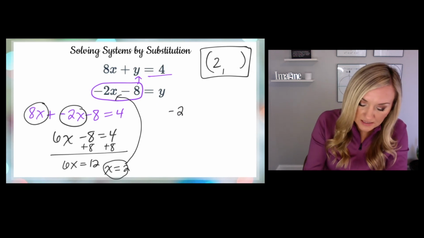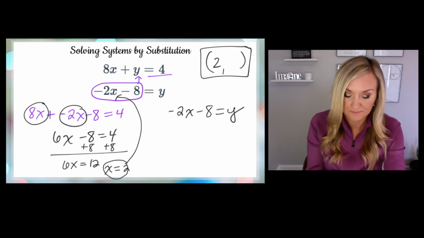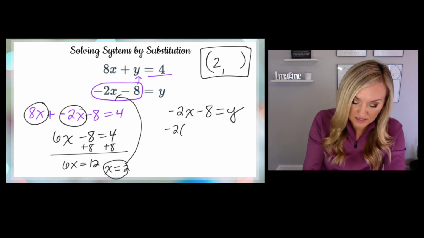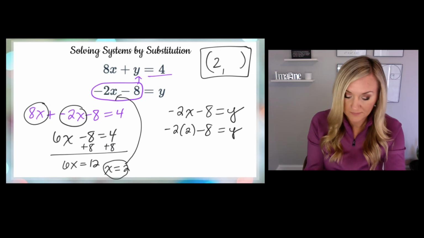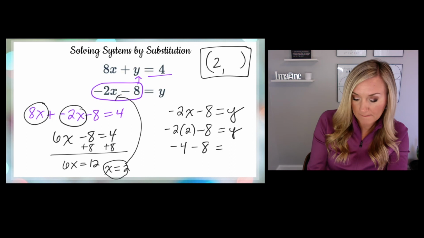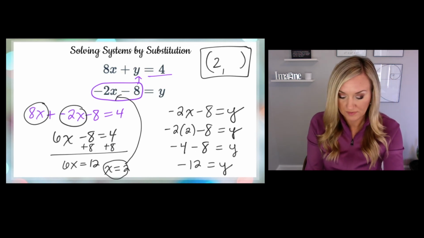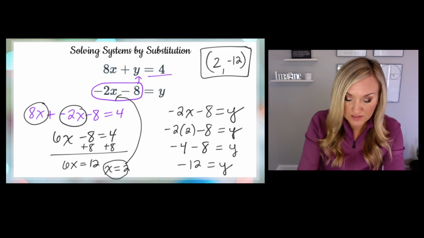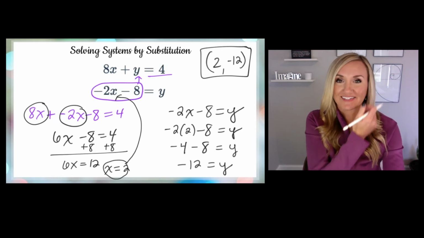And so it's negative 2x minus 8 equals y. And so I have negative 2 times 2 minus 8 equals y. Negative 2 times 2 is a negative 4. Negative 4 minus 8 is going to give me a negative 12. And therefore, these two lines intersect at the point positive 2, negative 12.